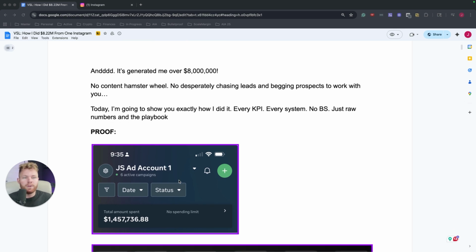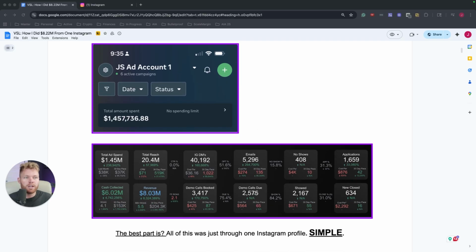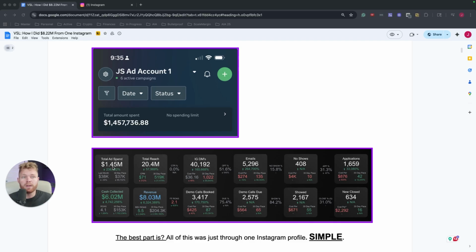So here's the proof, a screenshot from one of my ad accounts. I have over 12 of these, but here's one where we spent $1.4 million. And here is a screenshot of the actual KPIs that came through from there. So 1.4 million in ad spend, 4.1x ROAS on cash, $6 million, and then revenue, we had a 5.5, so $8 million off of $1.4 million in ad spend.